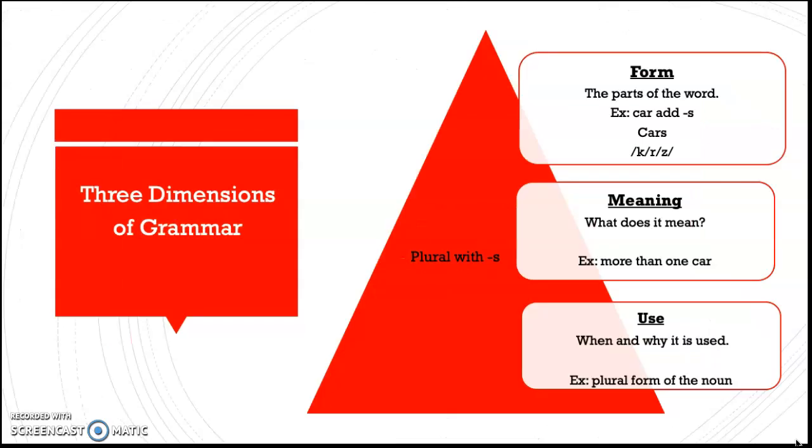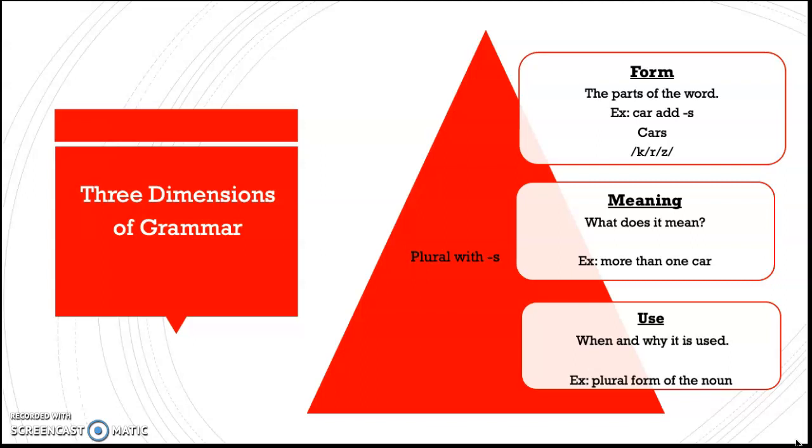Three dimensions of grammar: form, meaning, use. Let's begin with defining three important terms associated with grammar and why each of them are beneficial when teaching grammar to EL students. According to Teaching by Principles, 4th edition by Brown and Lee, the following terms are defined as follows.